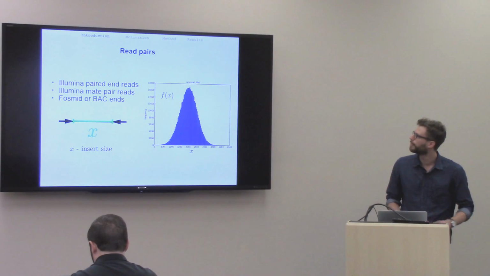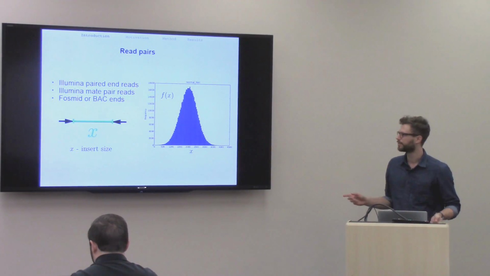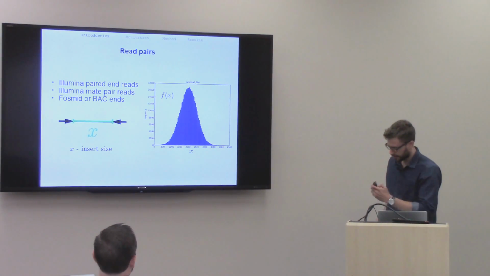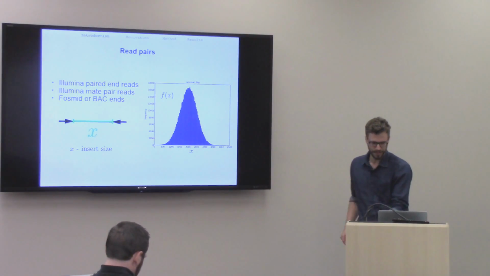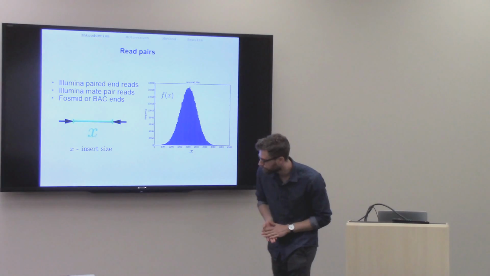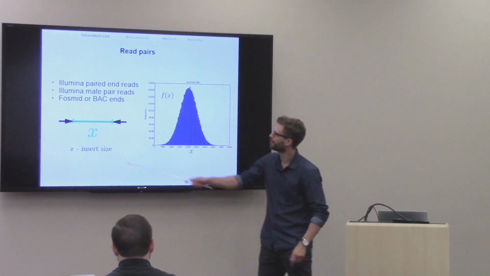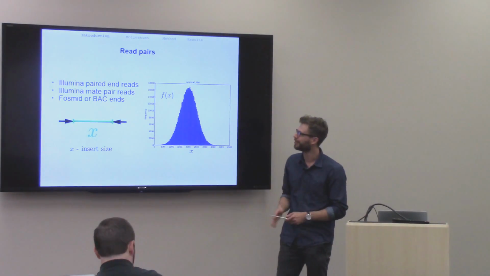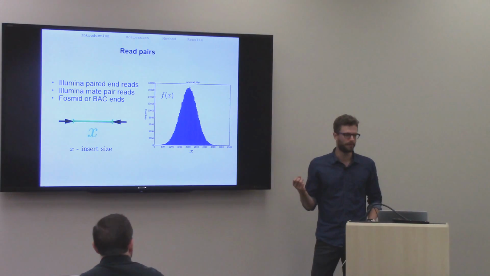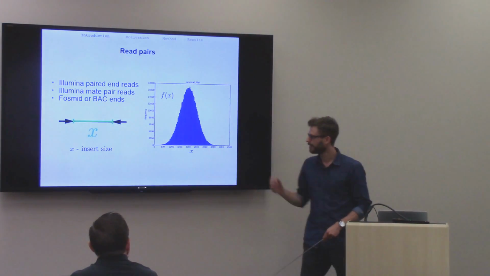So to go through some definitions. What I mean by a read pair is basically two reads sequenced from the ends of a fragment, and they're separated by some unknown distance that's usually referred to as the insert size, and I denote this insert size with the variable x.